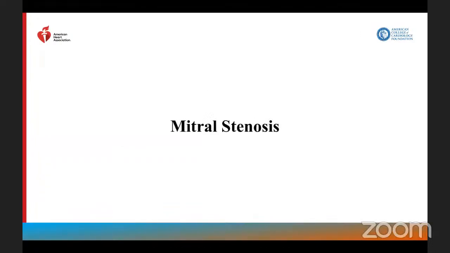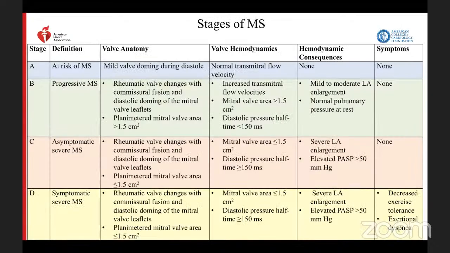So moving to mitral stenosis. Like we said, we have 4 stages of valvular heart disease. Stage A MS, when we have patients at risk of mitral stenosis, with valve anatomy showing mild valve doming during diastole, and normal transmitral flow velocity at the level of the valve hemodynamics, with no hemodynamic consequences and no symptoms.